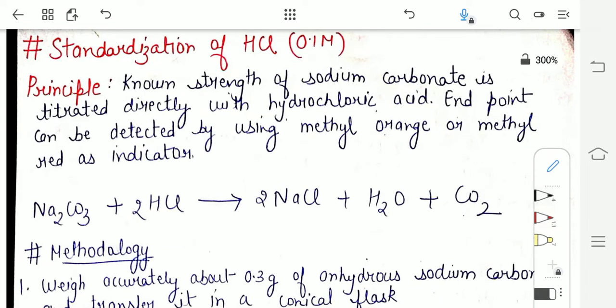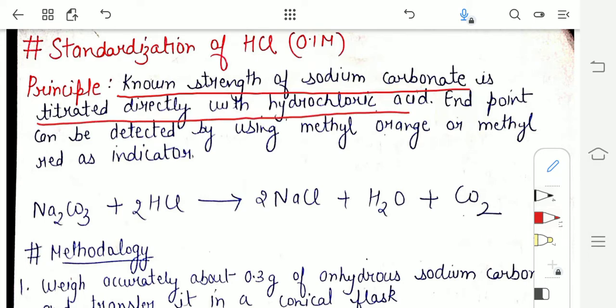So firstly, let me read out the principle. It says that known strength of sodium carbonate is titrated directly with hydrochloric acid. Endpoint can be detected by using methyl orange or methyl red as an indicator.